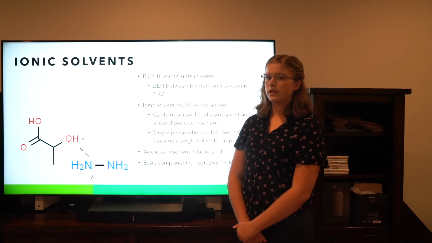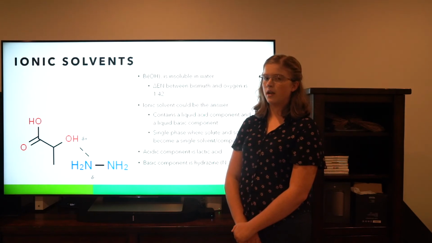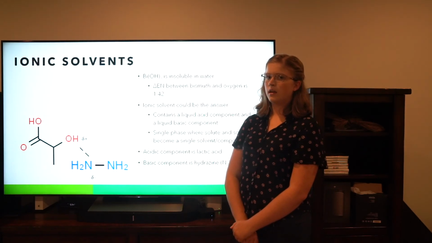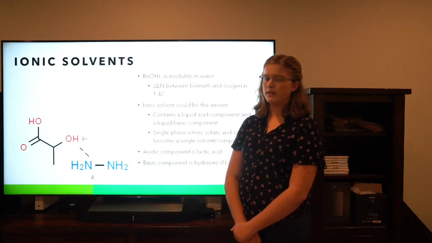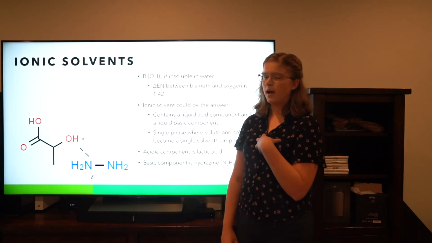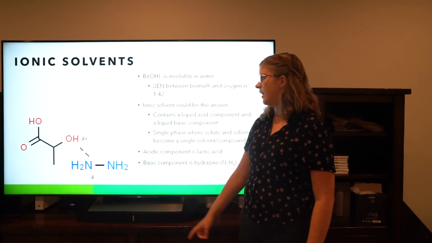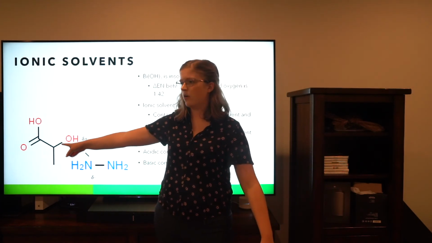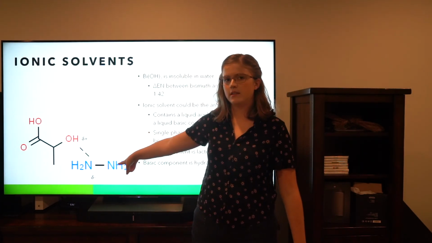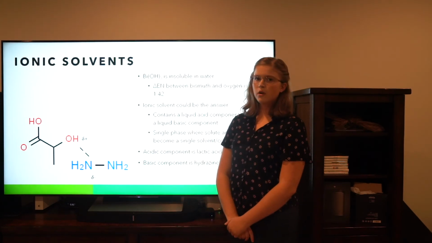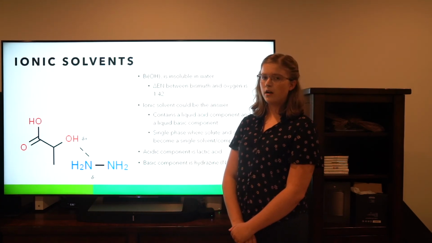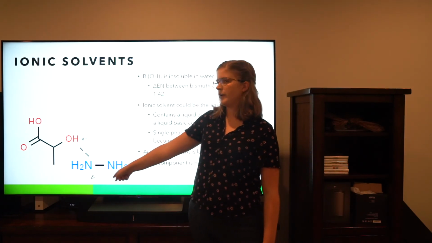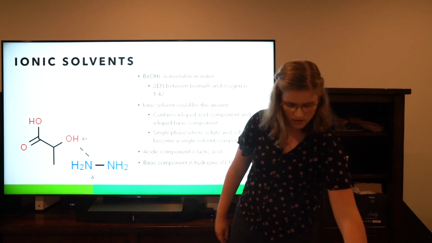An ionic solvent contains both a liquid acidic component and a liquid basic component. They come together to form a single phase and a single solvent. For my ionic solvent, I chose lactic acid as the acidic component and hydrazine as the basic component. They work well together both in the context of our project and because they both experience hydrogen bonding.